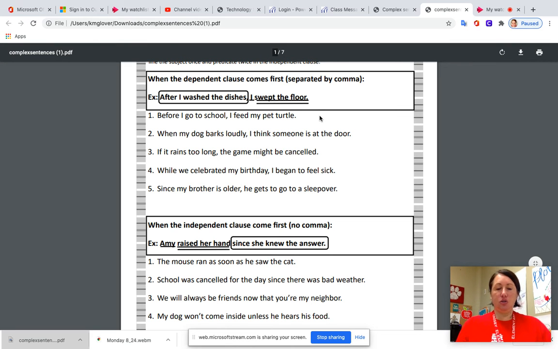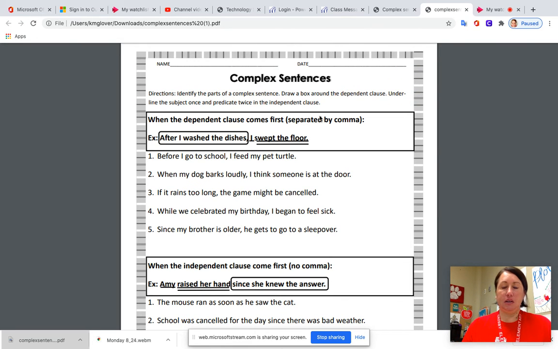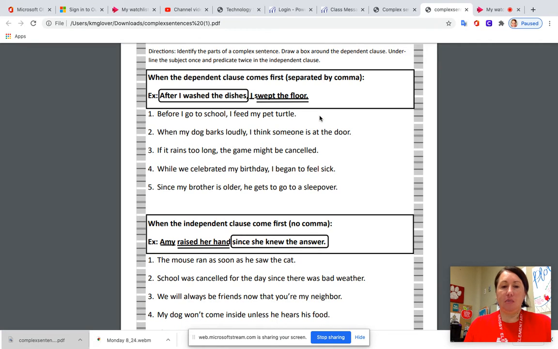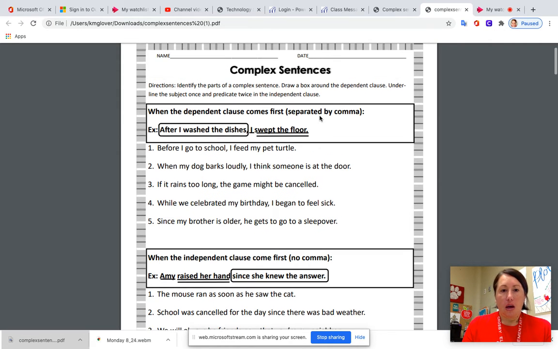Okay, going back to independent and dependent clauses. I put part one into your assignment already, so here is part two. So you need to make sure that you're watching them in order.